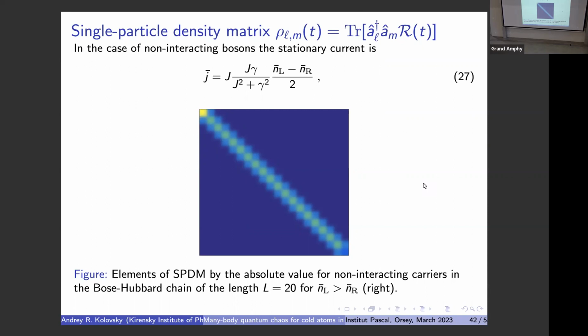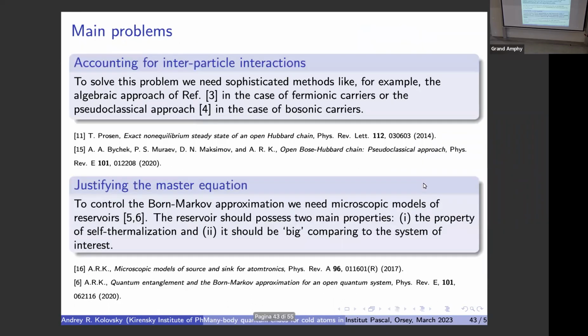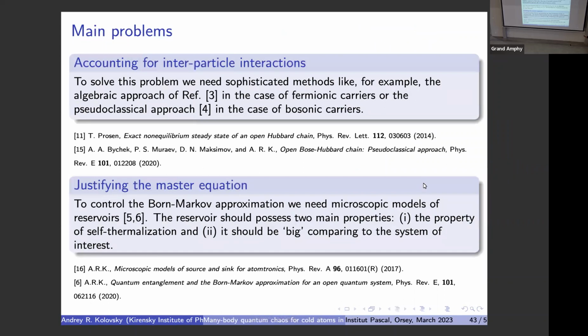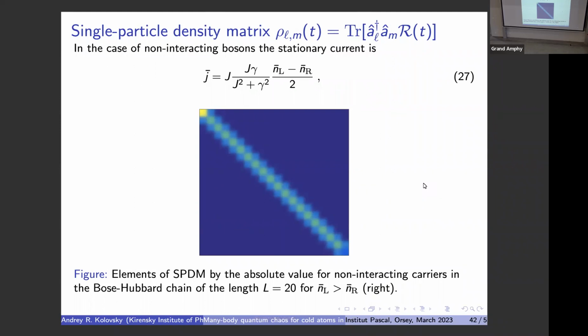Okay, good question. I shall comment in a second. The point is that if there are no interactions, the Hamiltonian is quadratic with respect to a_l and a_l dagger. The relaxation terms are also quadratic in a and a dagger. And then you can write the closed equation for the single particle density matrix. So when you have non-interacting systems, you have no problems. You simply derive from this equation the equation for this density matrix, which is not a huge size like 1,000 by 1,000, it is only L by L.